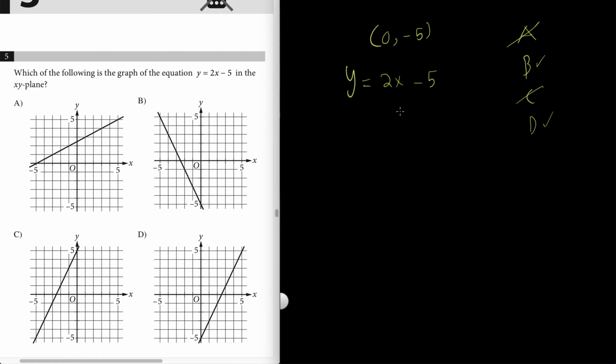Or another thing we could do here actually is check the slope. We know that if a line has a positive slope, it's supposed to be something like this. As x increases, y needs to increase. And if a line has a negative slope, it should be something like this. As x increases, y needs to decrease. And it looks like we have a positive slope here, and the only one that has a positive slope is D. So our answer is D. Or you could have checked another point. If you didn't really understand what that meant, you can just check another point, and it should give you the same answer.